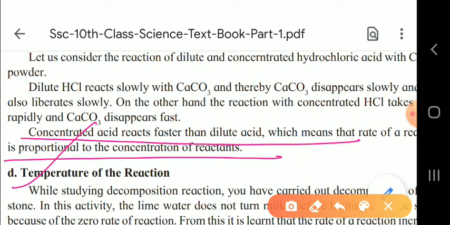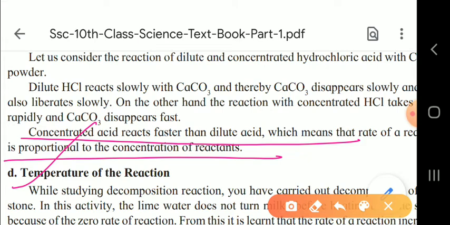Now T is temperature of the reaction. While we are studying this, at that time we have to see the temperature of the reactions also. If we are providing the temperature, then the reaction will be fast, and if we are not providing the temperature, then the reaction will be slow. So that we have to consider. So it depends on the temperature also.